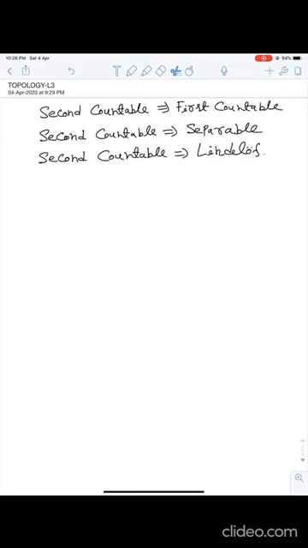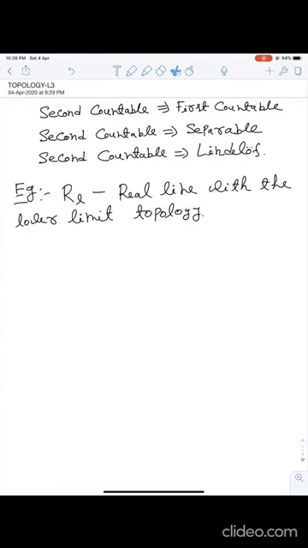So last lecture we have seen that second countable implies first countable, second countable implies separable, and second countable implies Lindelof. Now today we shall see that the converse of these statements is not true. That means we shall give one example which is first countable, separable and Lindelof, but that is not second countable. And the example is RL, that is the real line with lower limit topology.